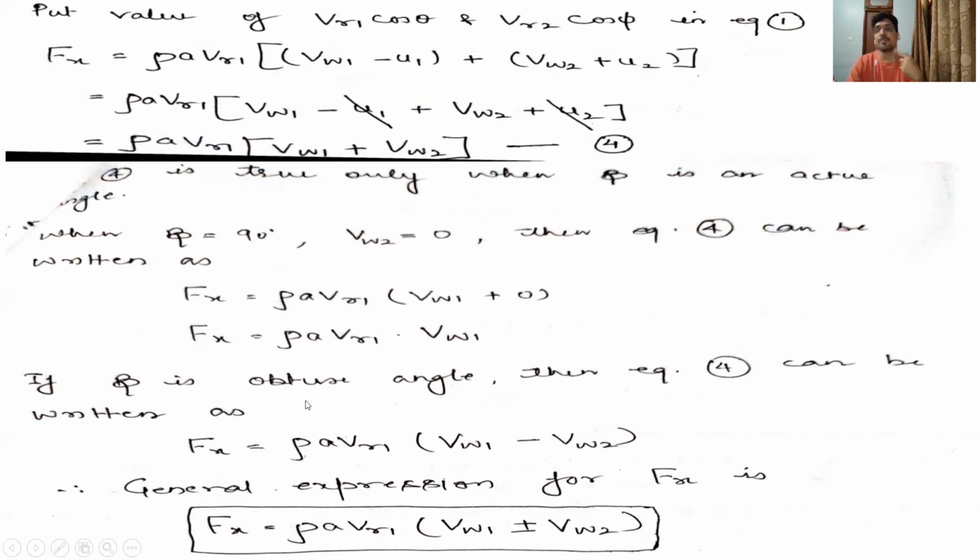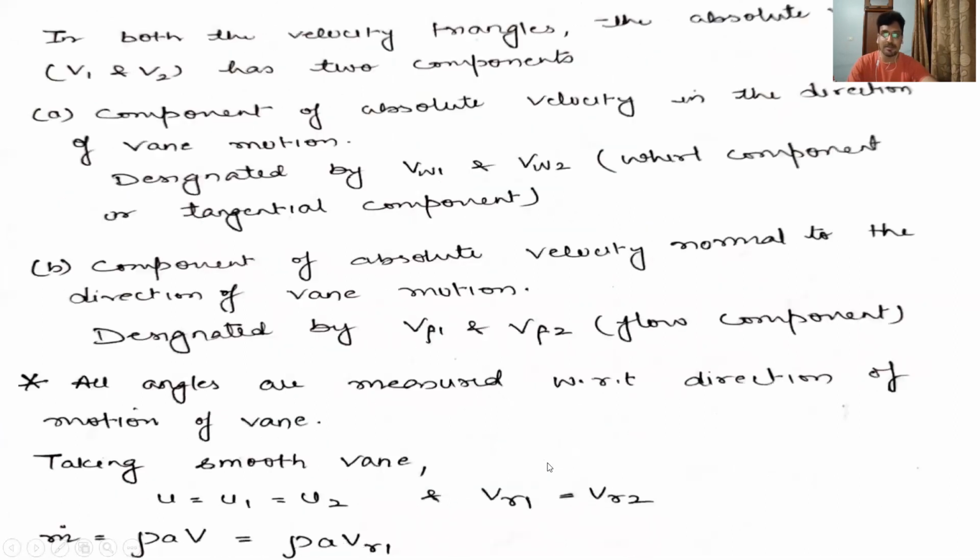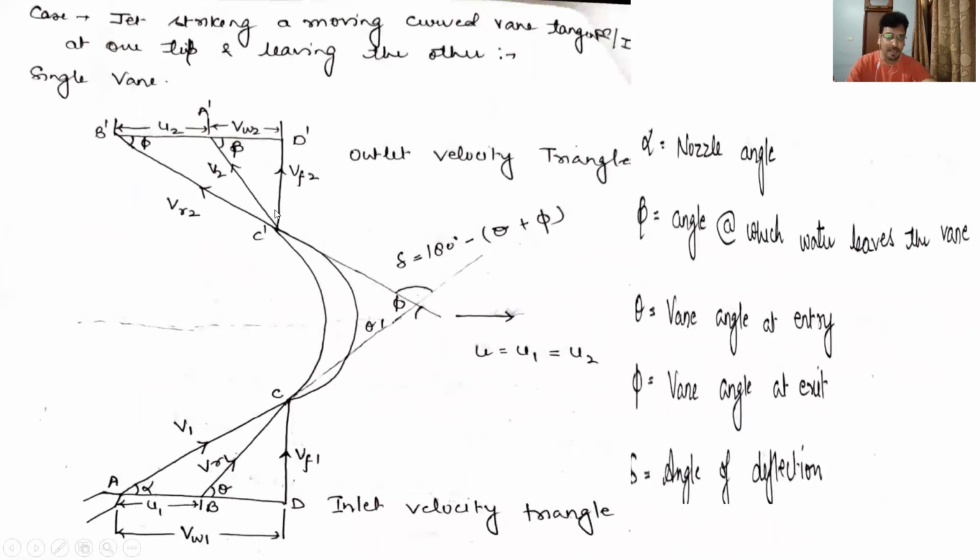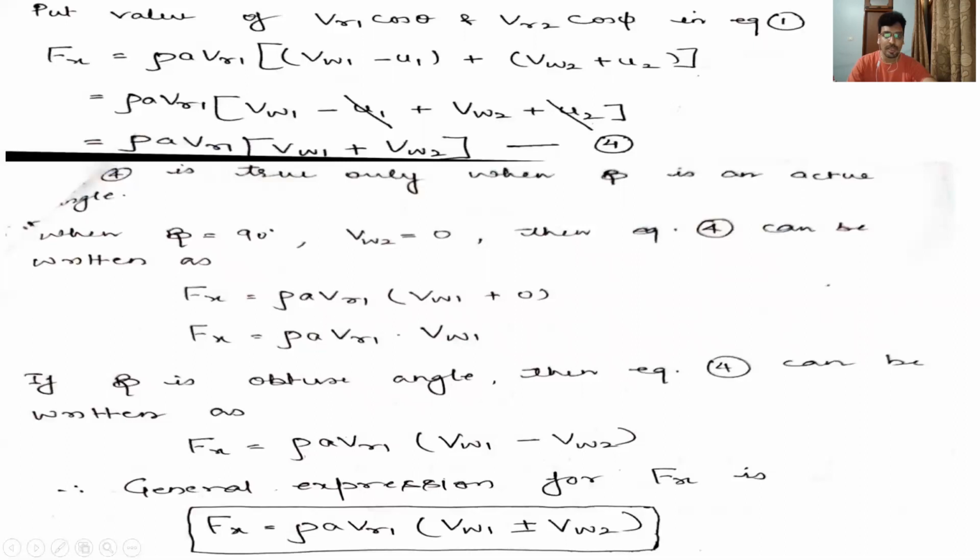If beta is obtuse, greater than 90 degrees, then the equation will be Fx equals rho a Vr1 (VW1 minus VW2). Why is VW2 with a minus sign? If beta moves in this direction, then this VW2 is of negative sign. So Fx equals rho a Vr1 (VW1 minus VW2).